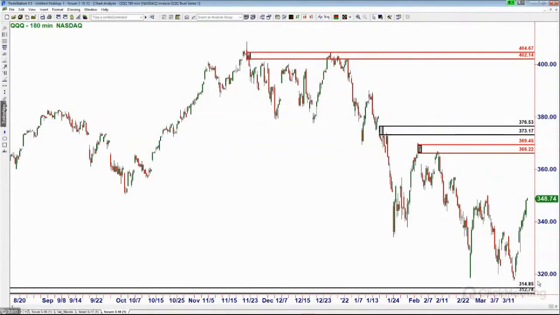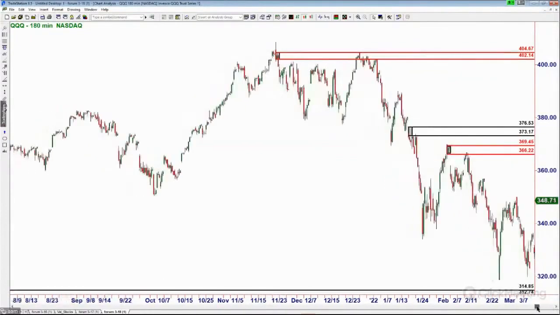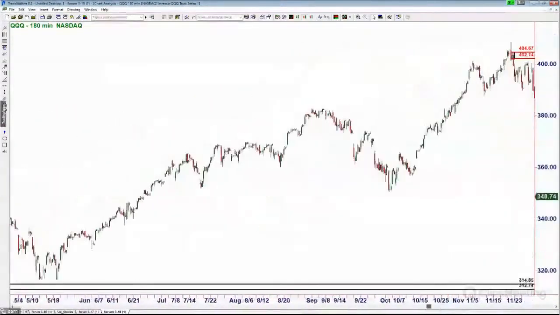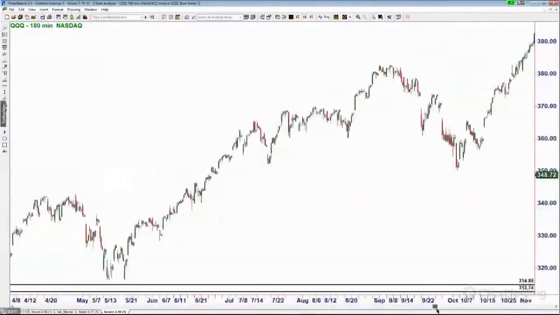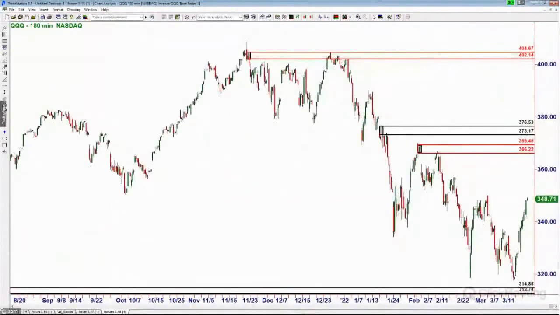But I know that below the current range, we have a demand zone at 314.85. That's a demand zone way back here. It's below the range. Zones outside of the range typically have the greatest supply-demand imbalance, but that's also why price doesn't get there too often. When it does, we're very interested in taking action there.